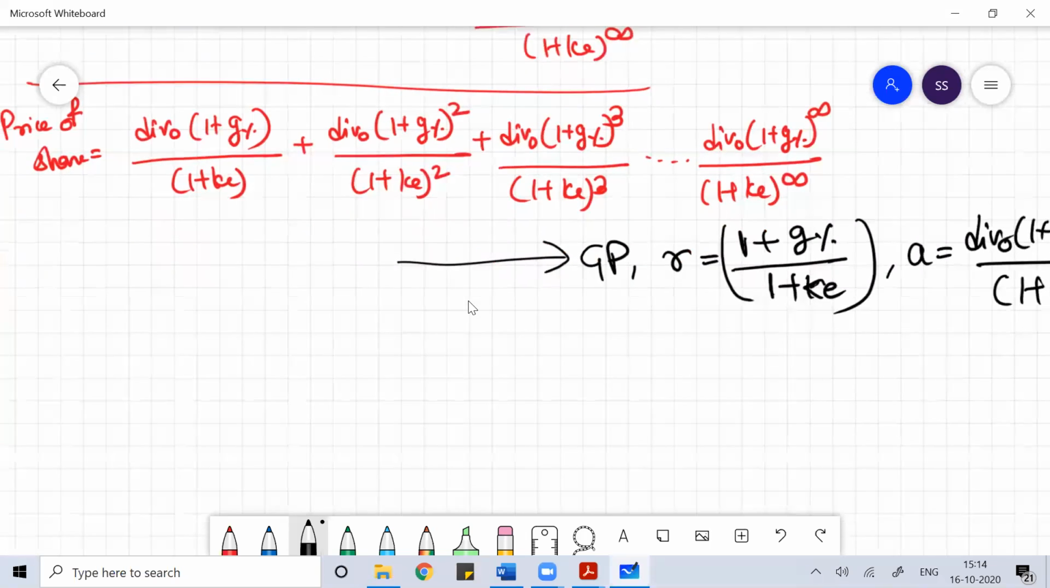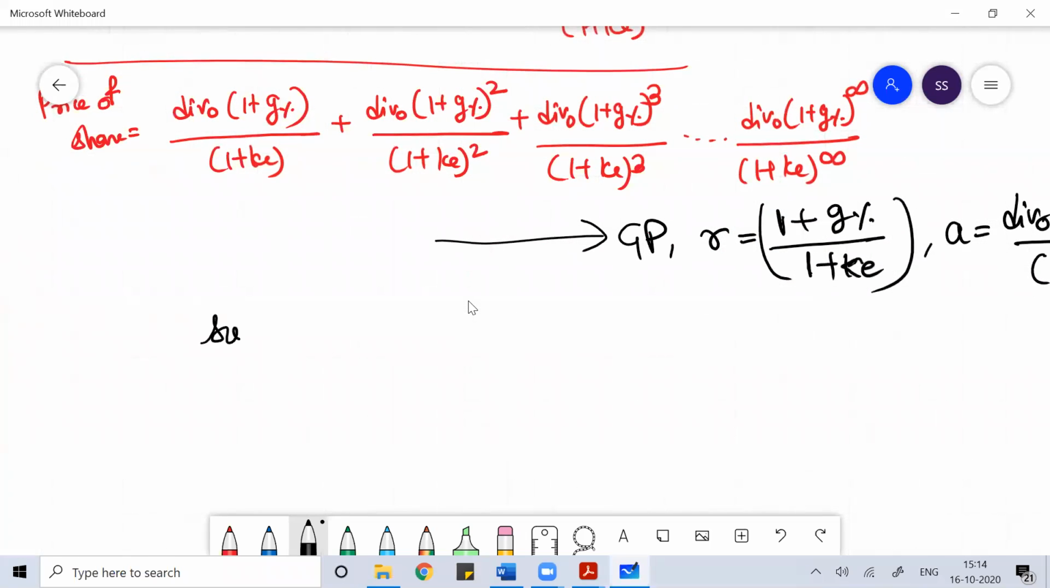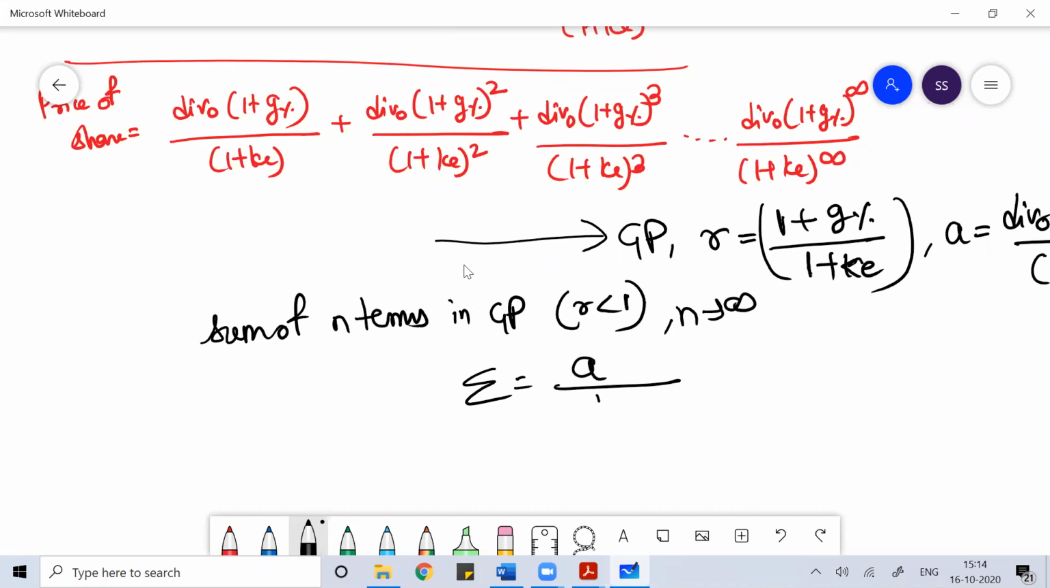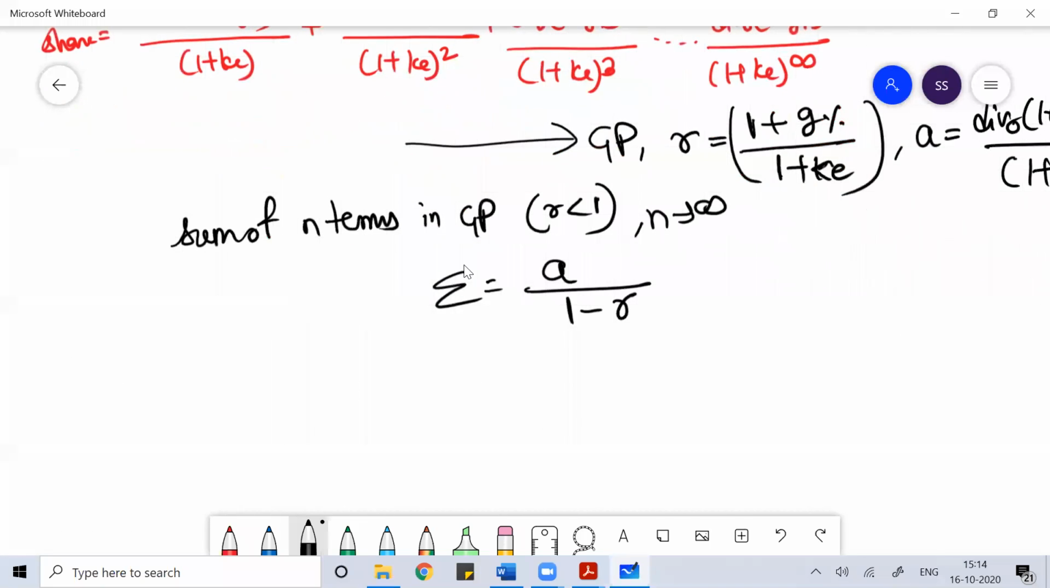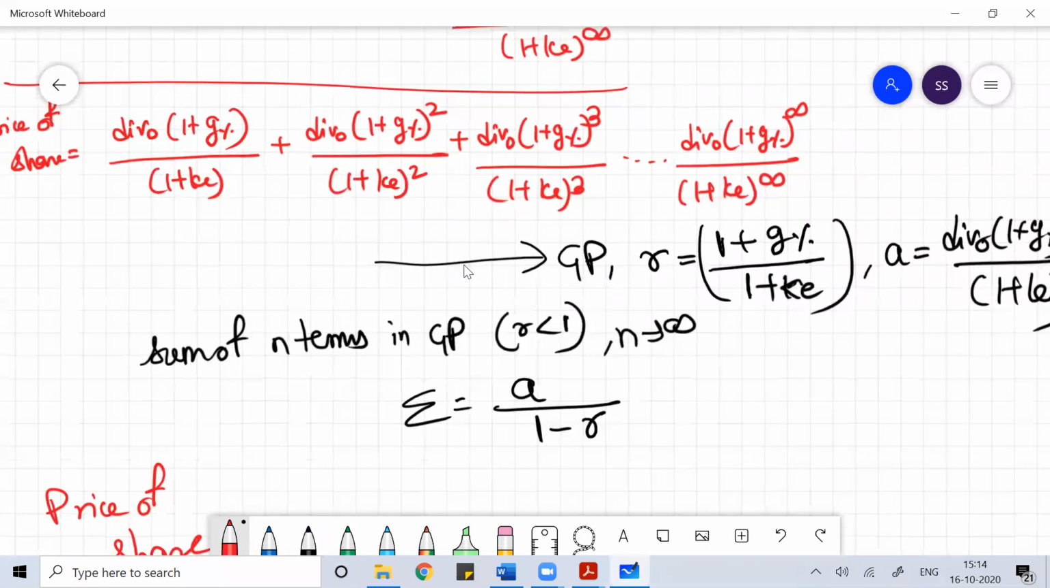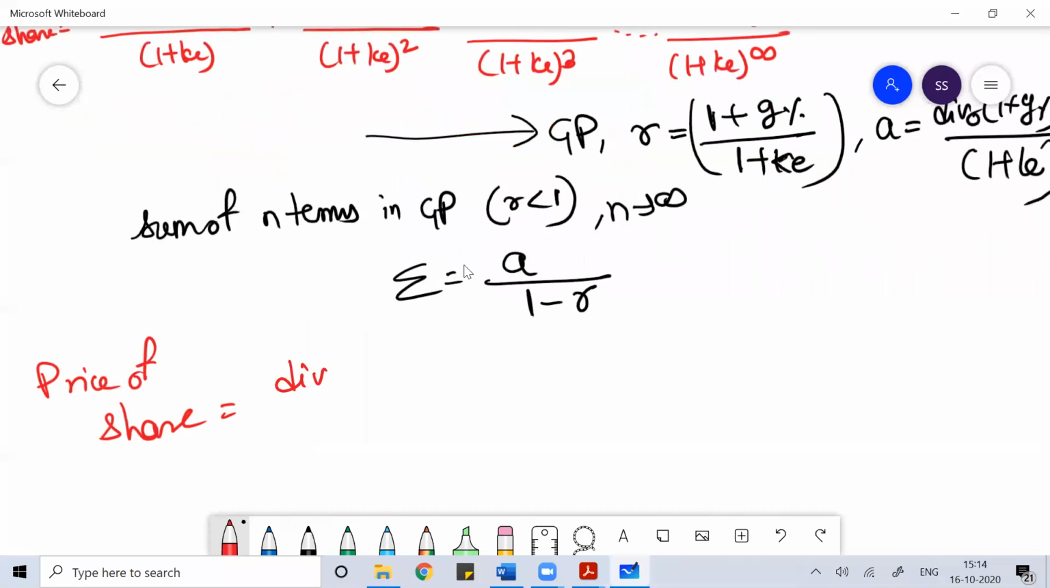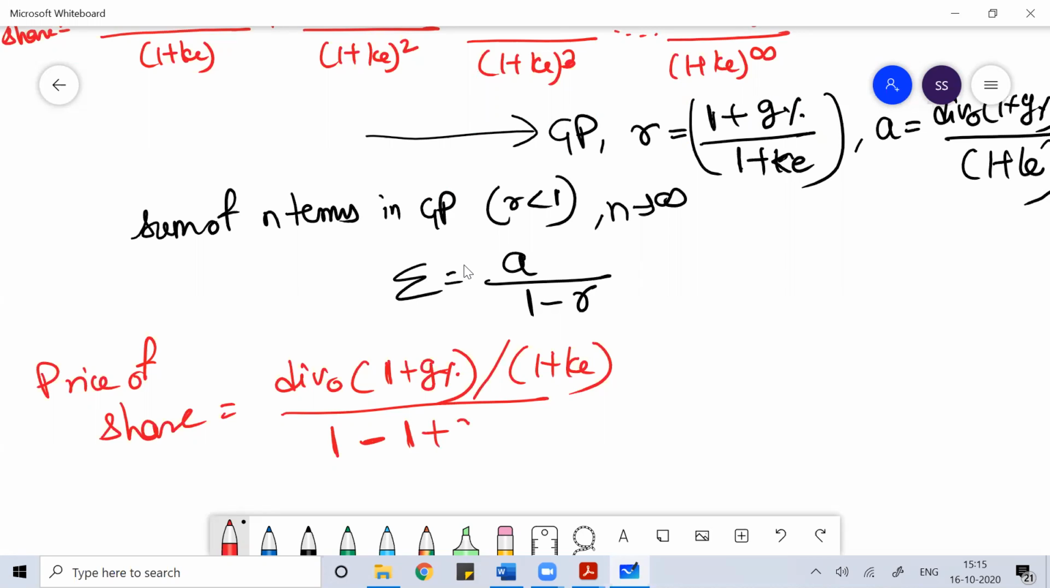Once you get this, now what you need to do, again, is use the sum of n terms in GP. You have to follow the formula for the sum of terms in GP where the ratio is less than 1 and n is infinity. So the sum formula is A divided by 1 minus R. If you apply the same formula, the price of the share is equal to A, the first term, that is DIV naught into 1 plus g percent divided by 1 plus k, divided by 1 minus R. Minus R is this.